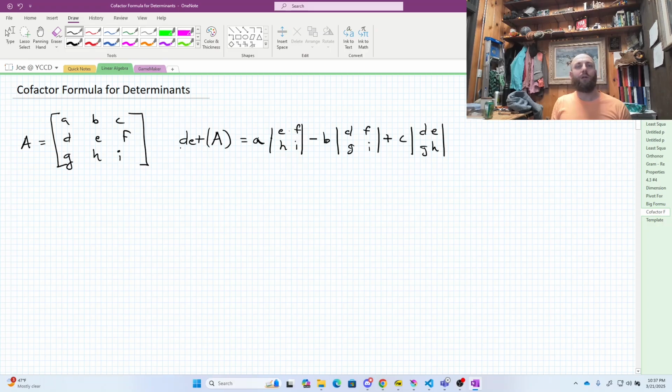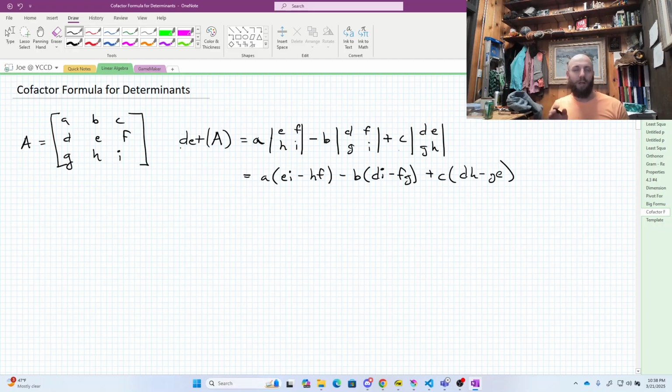And then I'm going to go through and calculate each of these determinants. So that's A times EI minus HF. Then I'm going to be subtracting B times DI minus FG. Then I'm going to be adding C times DH minus GE. Done. After multiplying those numbers together, that'll be my determinant.